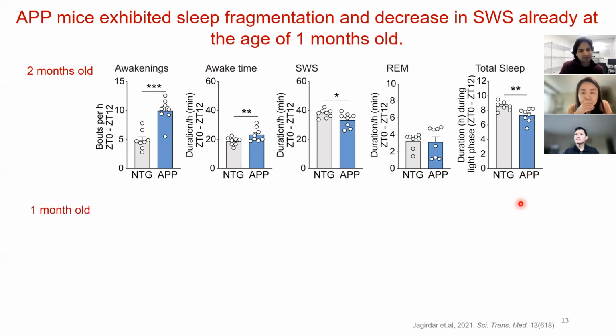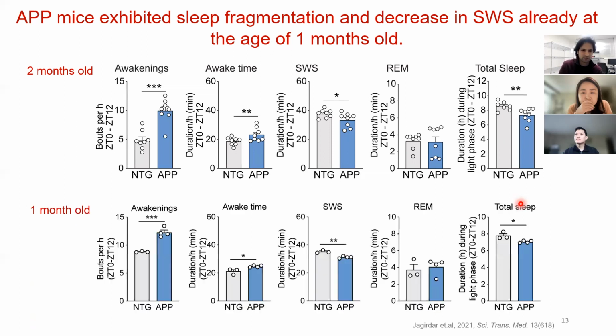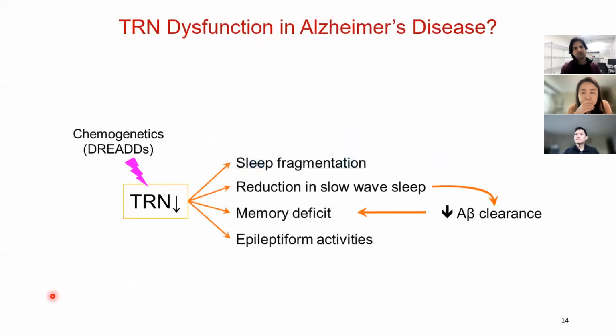We were interested whether this starts even before 2 months. So we tested in 1-month-old mice, and we saw that it was evident that they had sleep fragmentation starting from 1 month old. So we came to the question, the TRN dysfunction, how we can solve that in Alzheimer's disease.